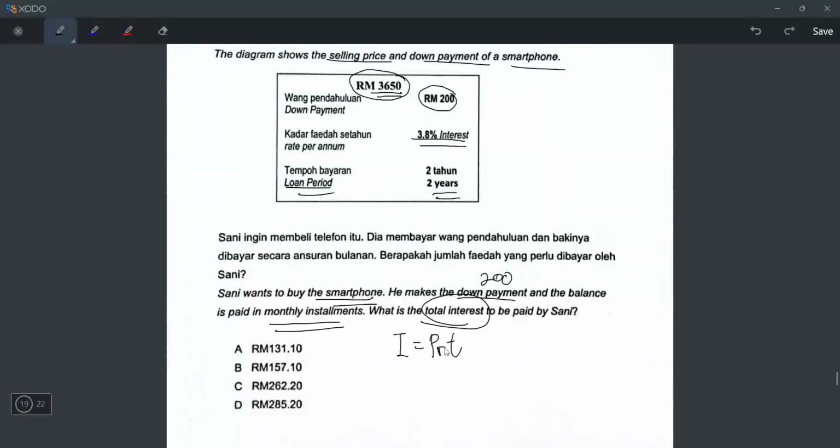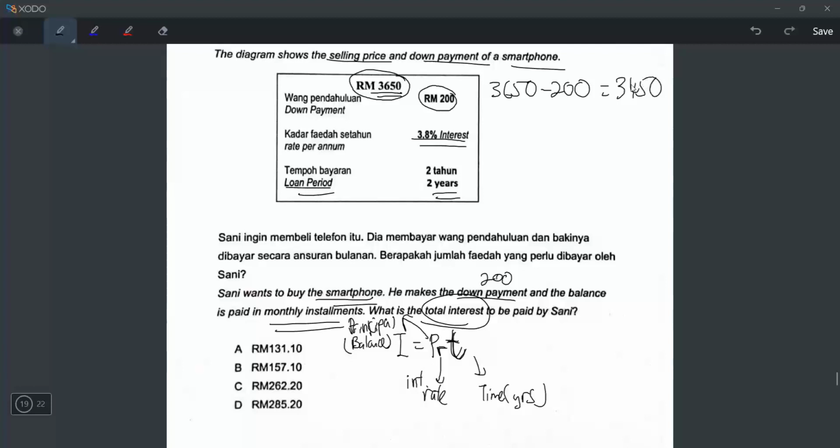The principal times the interest rate times the time taken in years. Okay, this is the rate, interest rate, and then this is the time in years, and P will be the balance. Actually, we call it principal, but I think the principal here means the balance. So how to find P? This is 3650, right? The smartphone, but he already paid 200. It means the balance is how much? How much does he still have to pay? He still has to pay 3,450.